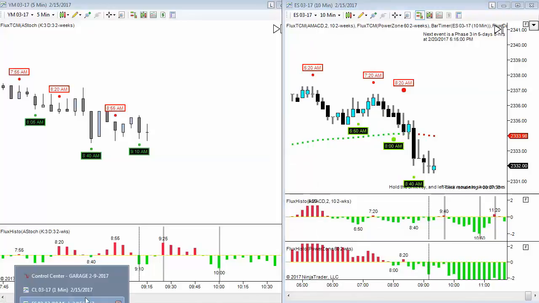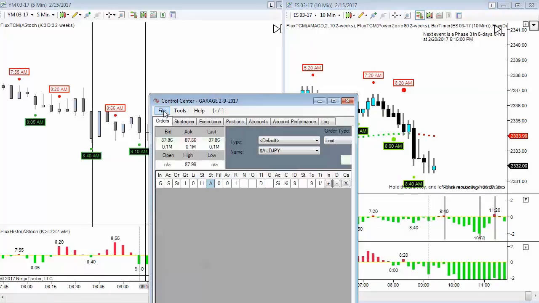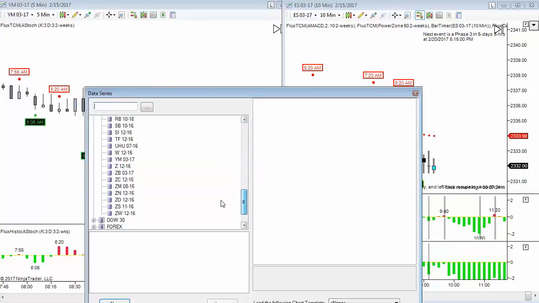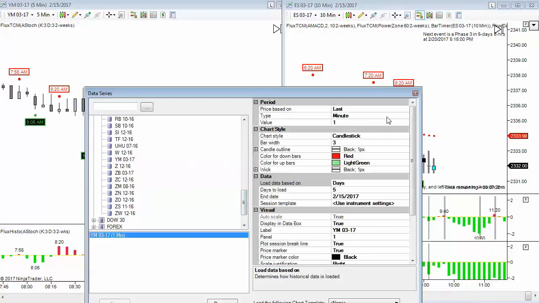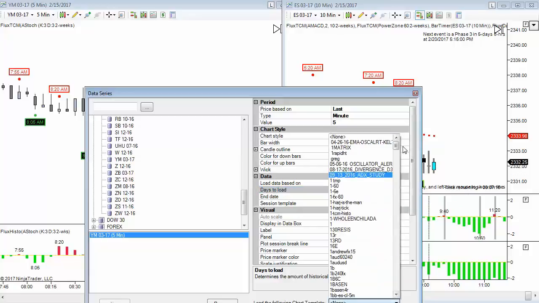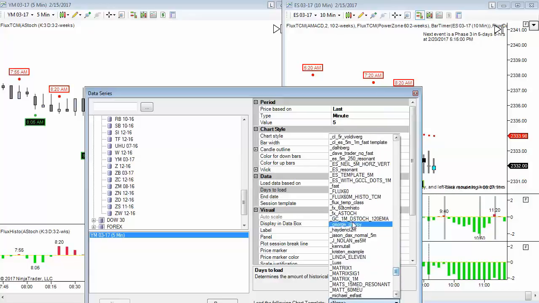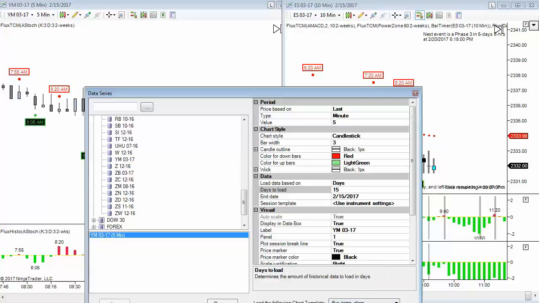I'm going to open a new chart. File, new chart. YM. And 5-minute, 15 days. We'll load the same template that we were using before. Underscore flux temp class. There she is.